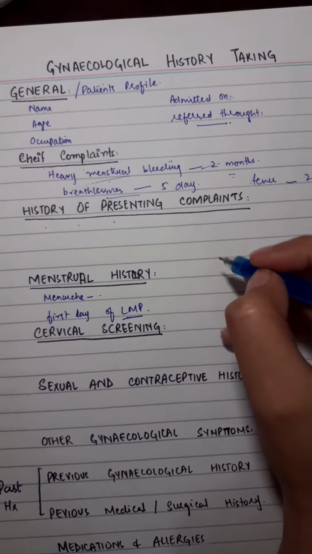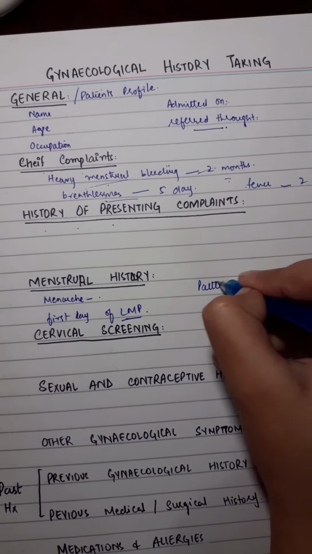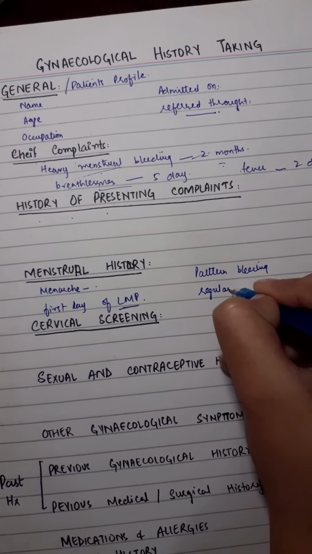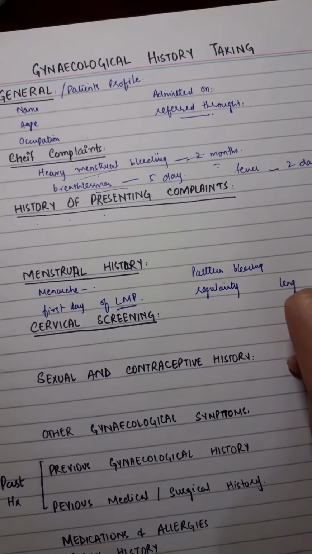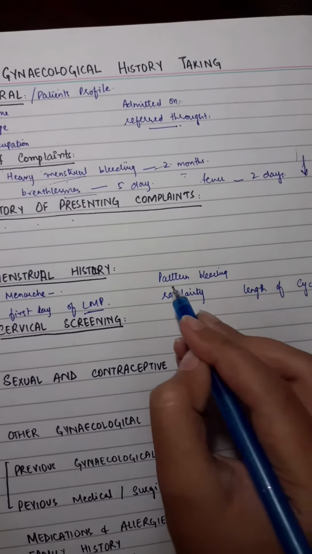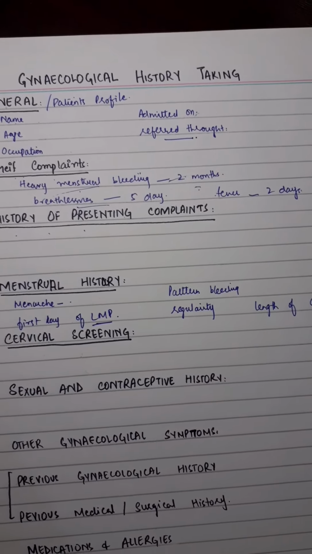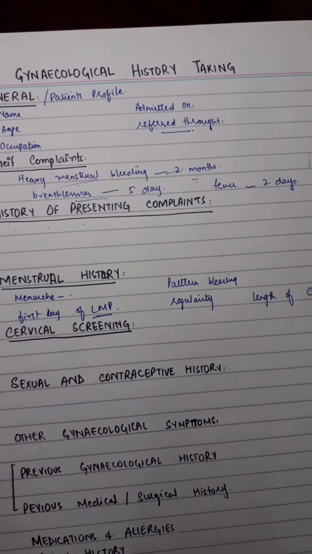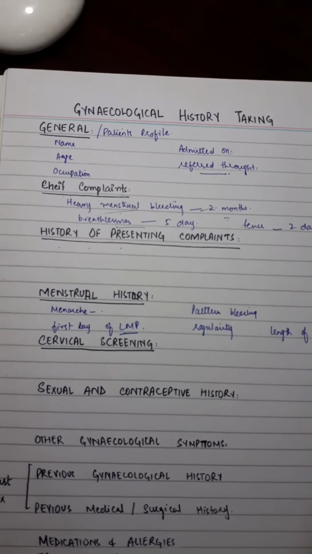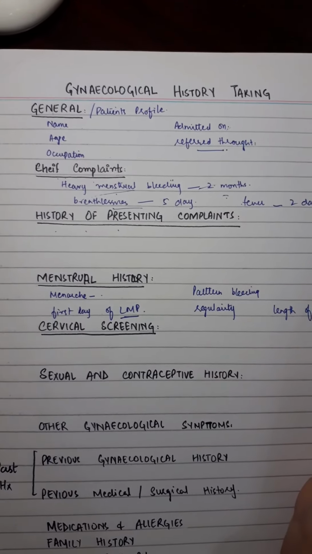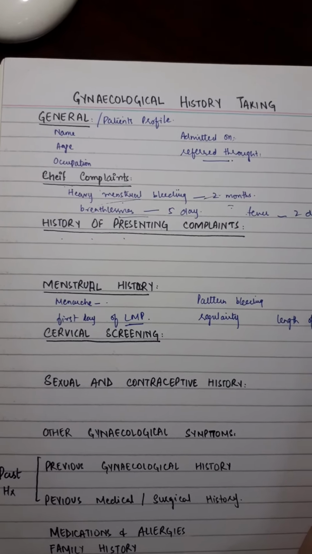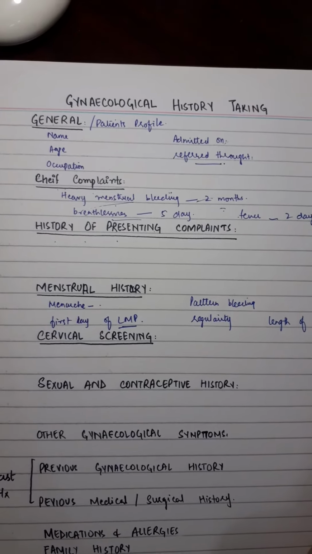Then the pattern of bleeding, regularity, and length of cycle. All these questions are important in distinguishing the menstrual cycle of that particular lady from normal to abnormal. So you are also going to ask about the abnormal blood loss or amount of blood loss. Patients will have different ideas as to what constitutes a heavy period. For example, the number of pads have increased, etc.